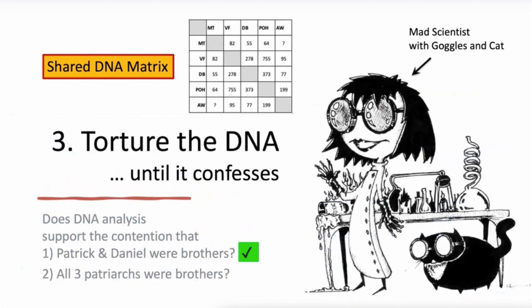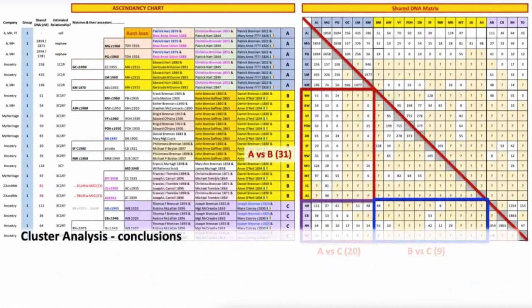So at the end of this analysis, we can say that yes, the multiple WATO analysis supports the contention that Patrick and Daniel were brothers, but there's inconsistent or inconclusive results that all 3 patriarchs were brothers.